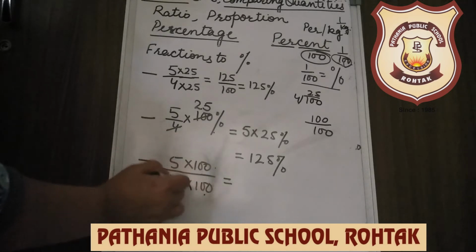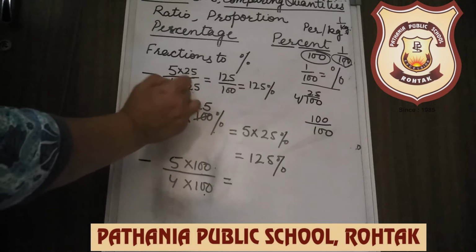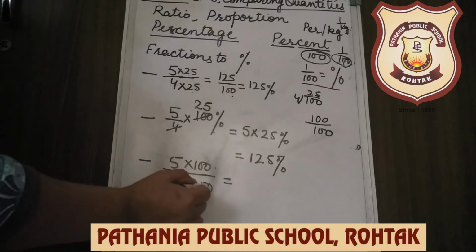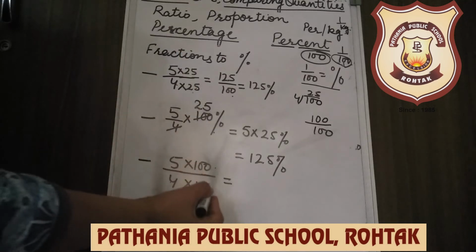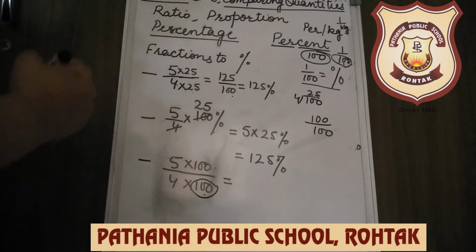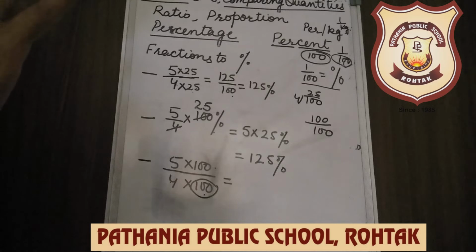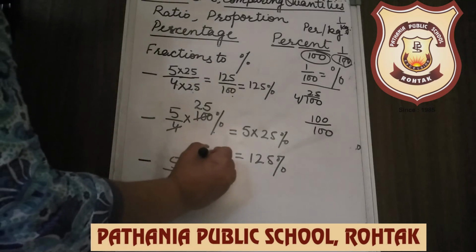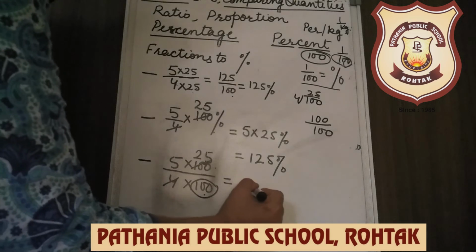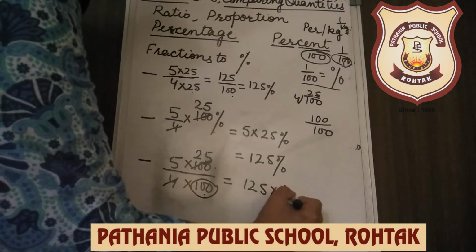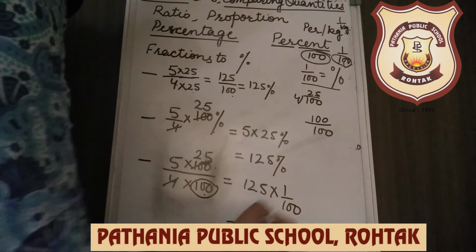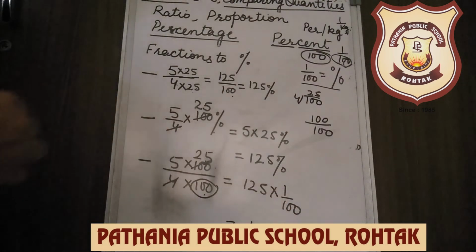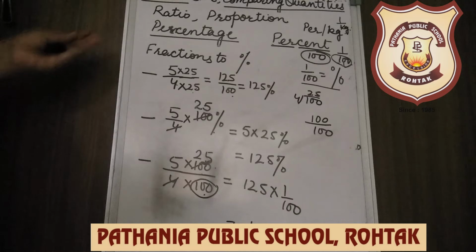So here you don't have to look for which number. Here we have looked for the number with which we are going to multiply to get 100. But here straight away you can multiply it with 100. Don't touch this one. This 100 is going to be there only, and just reduce this one. So 125 multiplied by 1 upon 100, which is your 125%. So in many books you will find different ways.